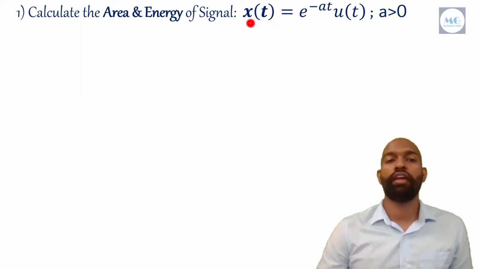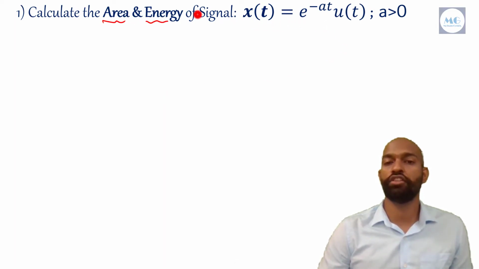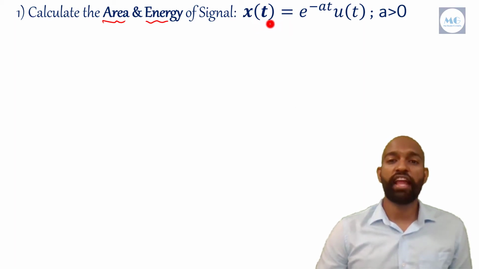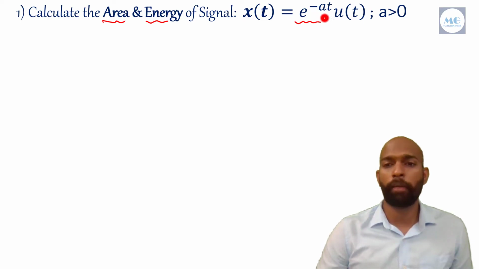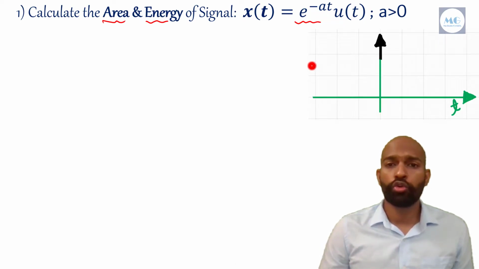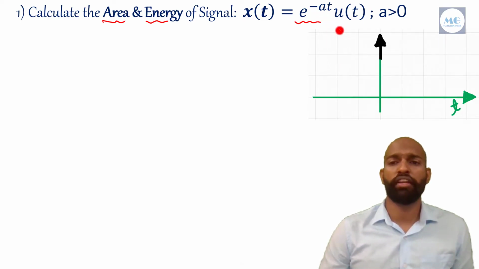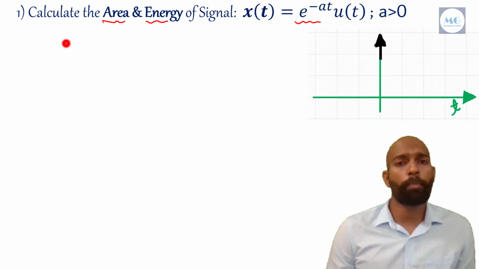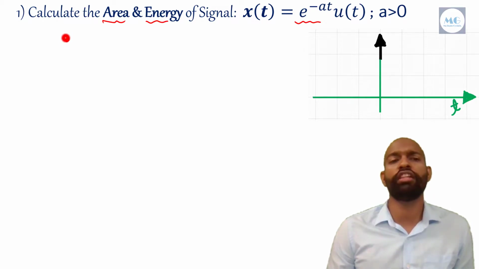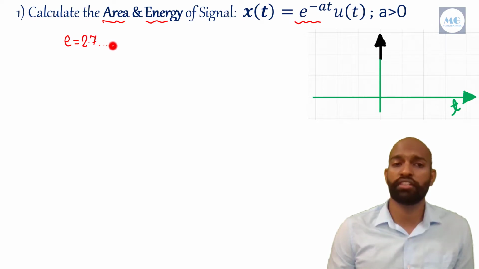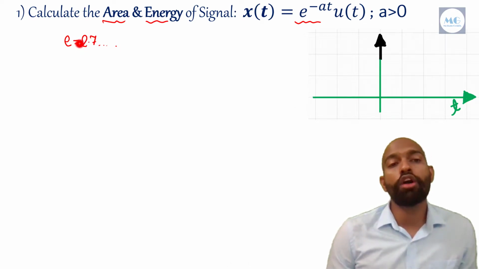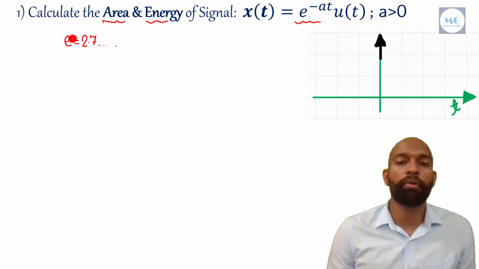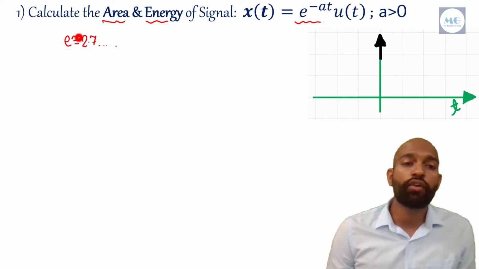Question number one says we have to find area and energy of x(t). Here I will first explain what the graph of e to the power minus at u(t) will be. To draw the graph of e to the power minus at u(t), I will explain some concepts to you. First of all, I want to tell you all that e is equal to 2.7 something something.